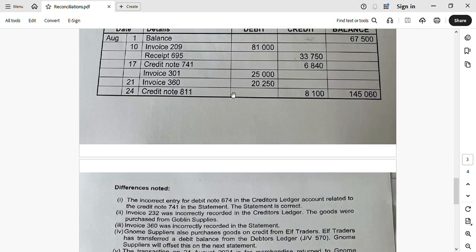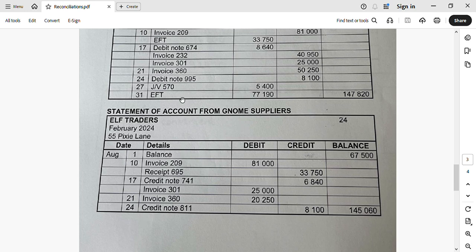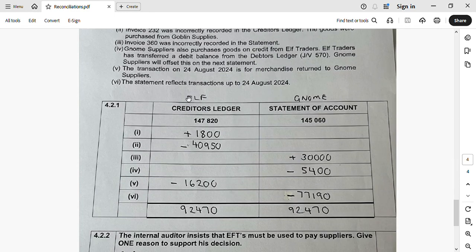If you have a look here, we've got another 2 transactions here. We've already dealt with that journal voucher. That was the transfer we did. And then there's an EFT payment here. They haven't recorded it, so that 77,190 will go under NOM. And because it's a payment, paying back, you're going to subtract. You then add up and get the total, add up and get the total, and now the totals are the same. So we've reconciled the differences between our books and the creditors' books.